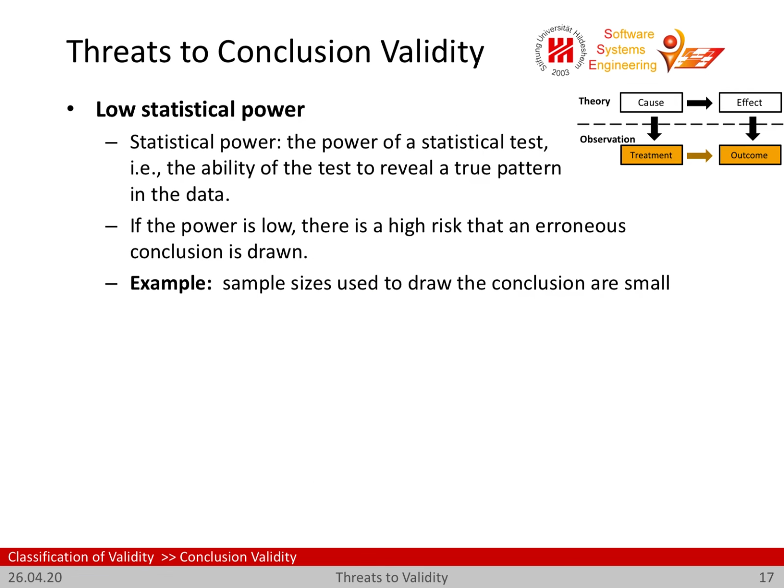What do we mean with low statistical power? The power of a statistical test, i.e. the ability of the test to reveal a true pattern in the data. If the power of the test is too low, for example, because we have too few subjects, there is a high risk that an erroneous conclusion is drawn.